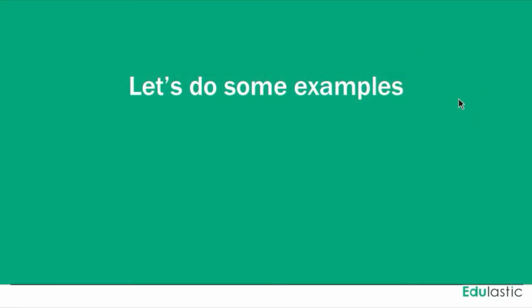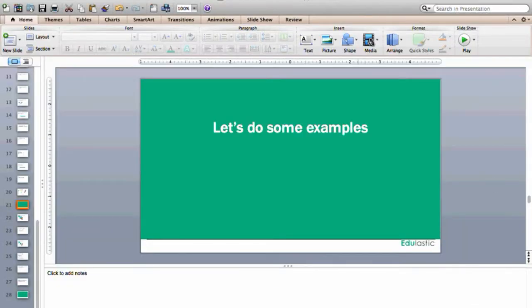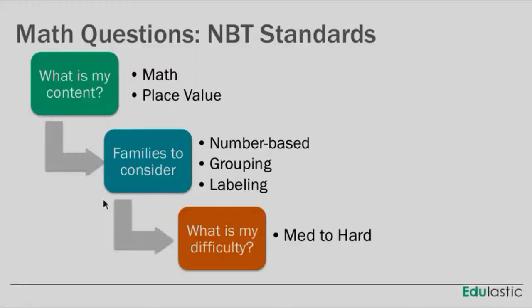Okay, let's do some examples. Okay, so here's a math example. The MBT standards on math, number-based 10. Again, I mentioned you want to start with what is my content. So I'm going to have some math content, and I want to show place value. And so the families to consider, so that limits significantly. I'm not going to do essay type. And so the families to consider are the number-based ones, the grouping, and the labeling ones. And say that I want my difficulty to be medium to hard.